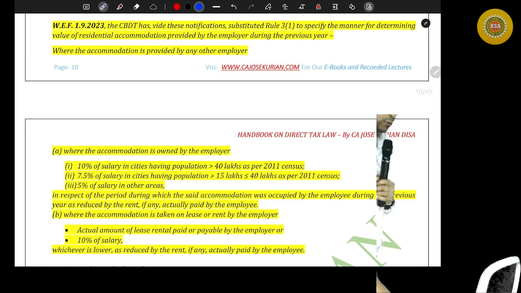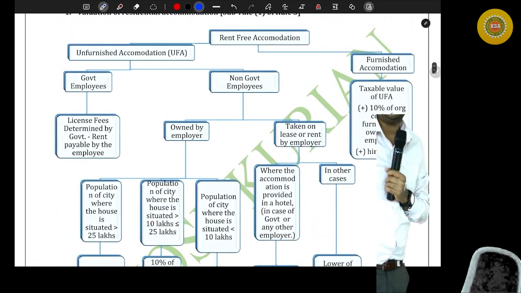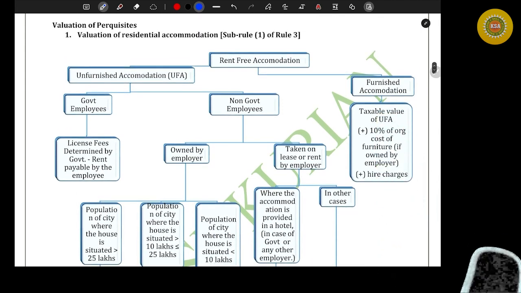Let's understand how to value the rent-free accommodation. Soon after finishing this, I'll let you go. Don't worry. It's just 6:20.